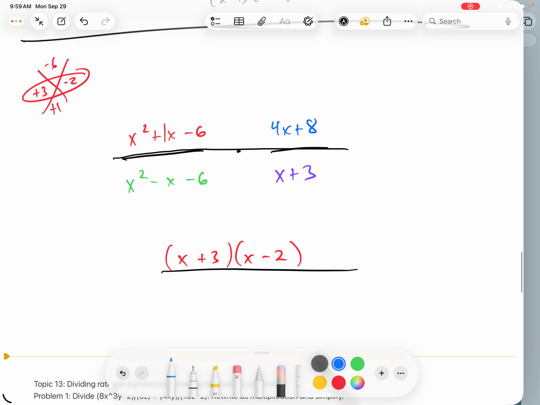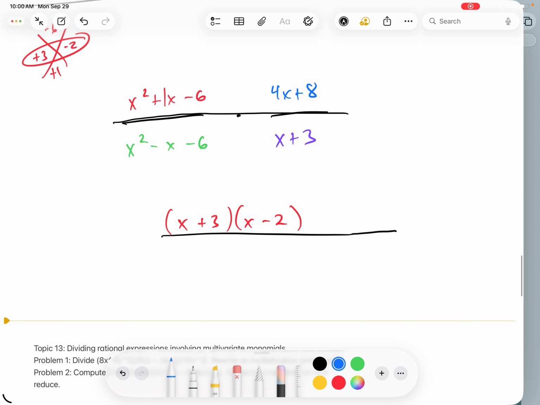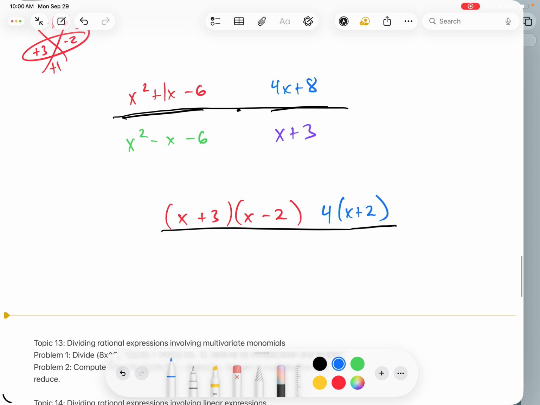In my blue one, upper right, I could factor out a 4, right? Make it x plus 2. So even if it's just a GCF, you can factor that out. In my green one, what multiplies to be negative 6 and adds up to be negative 1? This should be the same thing with opposite signs, right? Negative 3, positive 2.